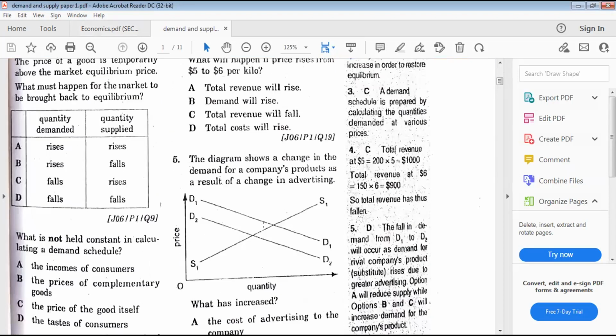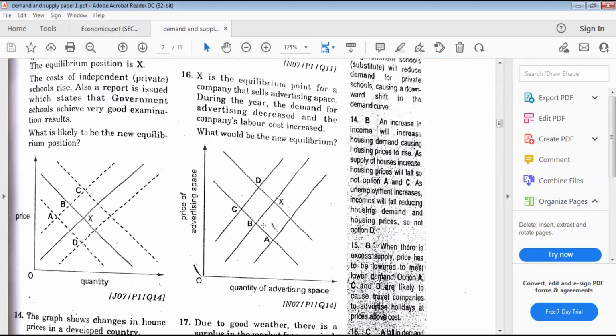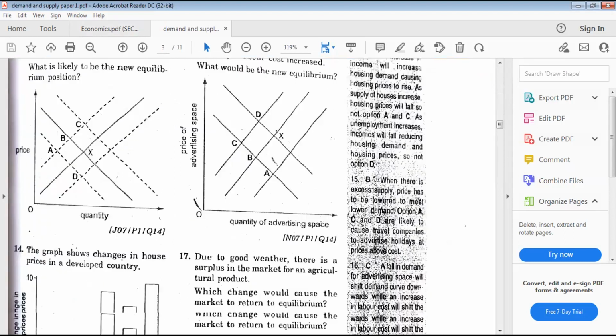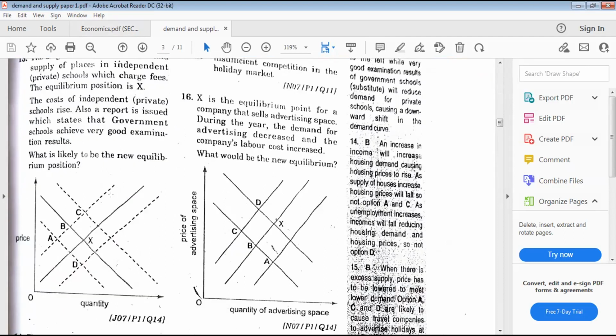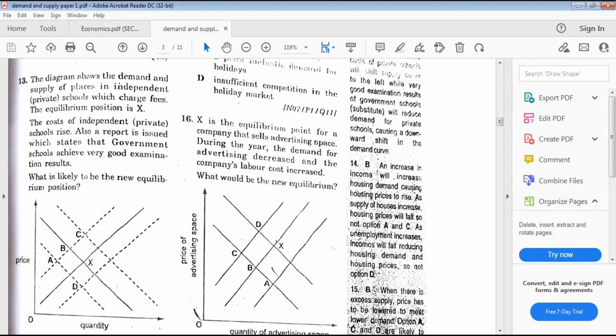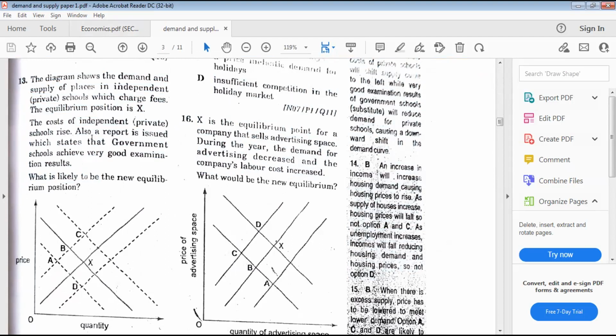Let's see if I can find a question for you. Maybe this one. Look at question 13. Okay, see if you understand this. 13.